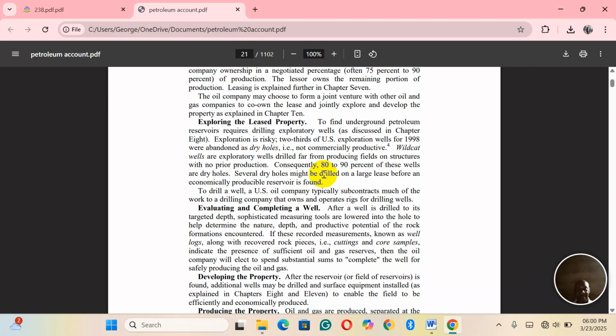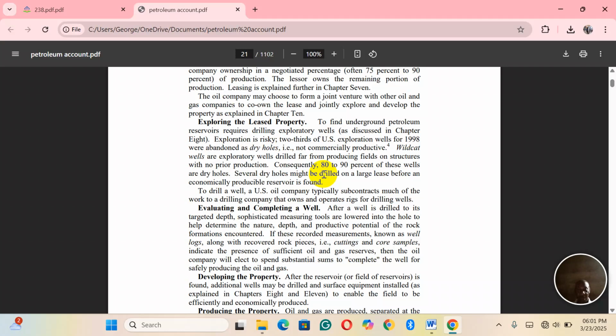Then comes evaluating and completing a well. After a while, a well is drilled to its target depth. Sophisticated measurement tools are also lowered into the hole to help determine the nature, depth, and productive potential of the rock formation encountered.